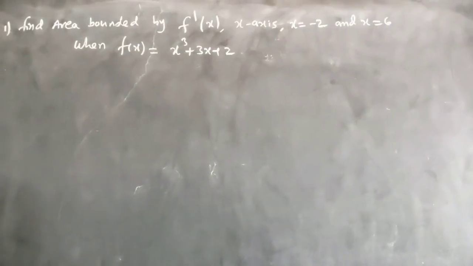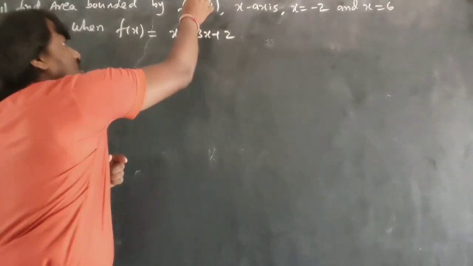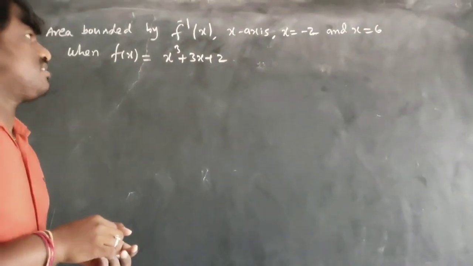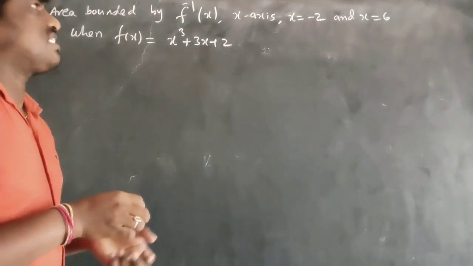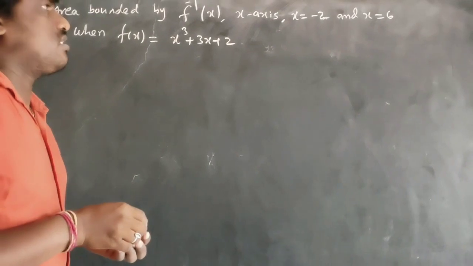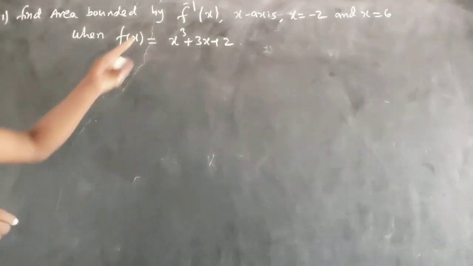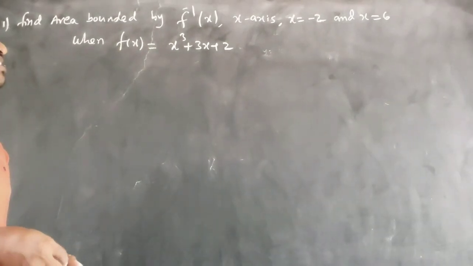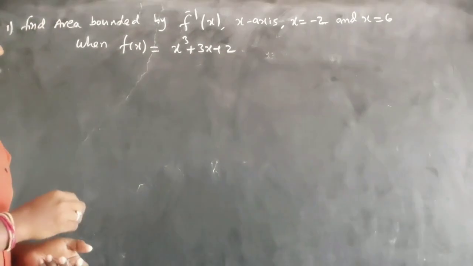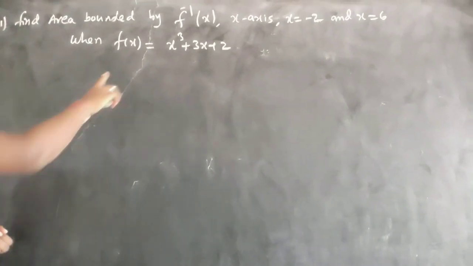The area bounded by f inverse x, with the x-axis, x is equal to -2 and x is equal to 6. When f of x is given, the given function is f of x, and it is asking for f inverse x. Okay, so f of x is this one.